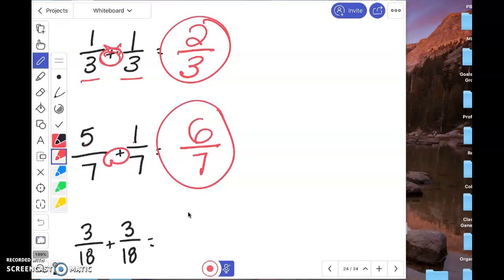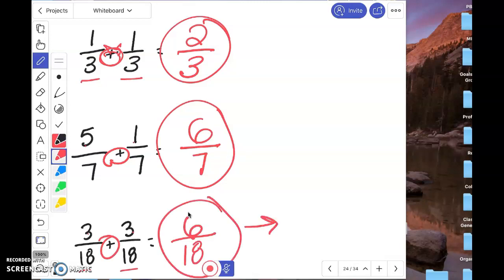Same thing. I have the same denominator, so keep the bottom, work the top. 3 plus 3 is 6. Now, this is the kind of fraction that you would have to simplify. You don't have to worry about that right now. If your parent has talked to you about simplifying because you got super stressed in the first video, that's great. You can simplify, but nobody is expecting you to do that.